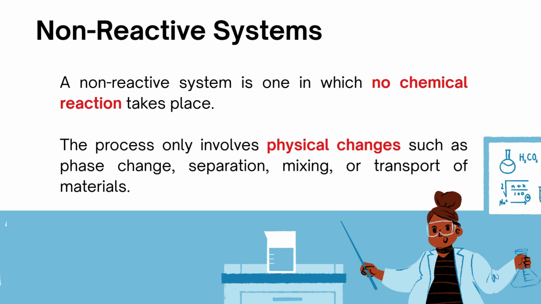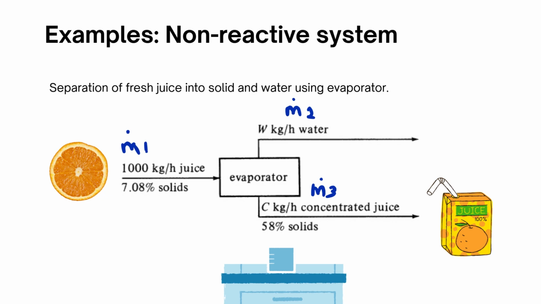So the key thing to remember here is that the molecules remain chemically the same. What changes are just their phase, concentration, or temperature. Because of that, non-reactive systems are often simpler to model since we don't need to worry about reaction kinetics. Now let's take a look at the example on non-reactive system.